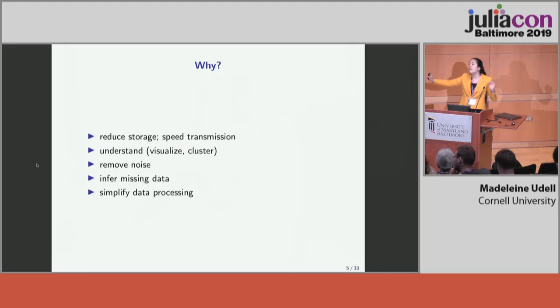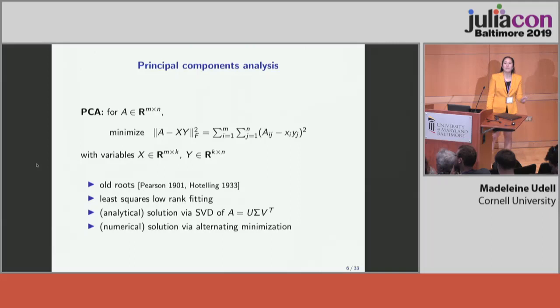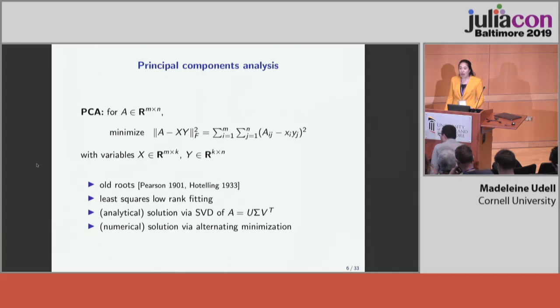Okay, so the simplest, oldest case of this general framework is principal components analysis. This is a methodology that's been around for over 100 years. And the idea is least squares, low rank fitting. So I'm going to imagine that my data table A is just a collection of real numbers and that I've observed them all. In that case, it makes sense to subtract from every element of A the corresponding element of X times Y, take the square of that difference, and find the X and Y that minimize the sum of the squares of those differences.